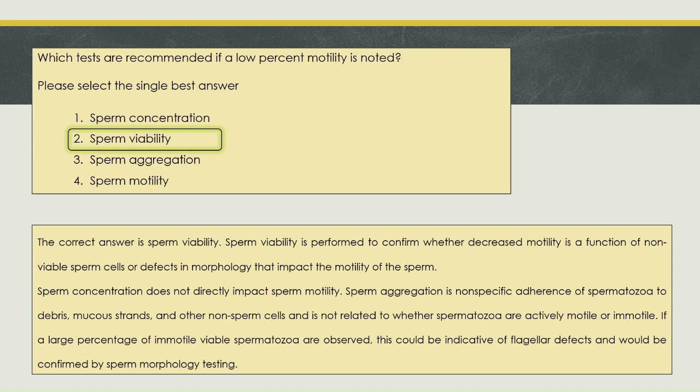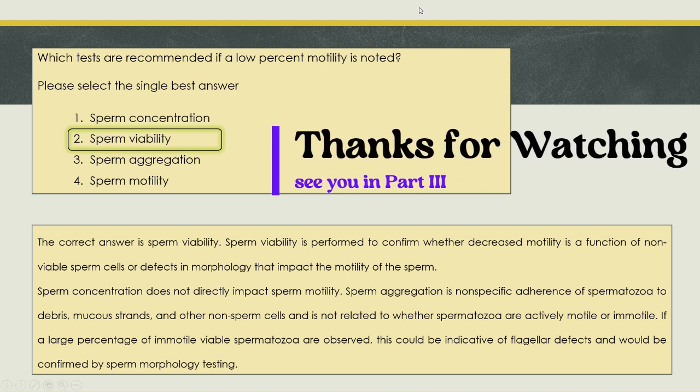Sperm viability is performed to confirm whether decreased motility is a function of non-viable sperm cells or defects in morphology that impact the motility of the sperm. Sperm concentration does not directly impact sperm motility. Sperm aggregation is nonspecific adherence of spermatozoa to debris, mucus strands, and other non-sperm cells and is not related to whether spermatozoa are actively motile or amotile. If a large percentage of amotile viable spermatozoa are observed, this could be indicative of flagellar defects and would be confirmed by sperm morphology testing.